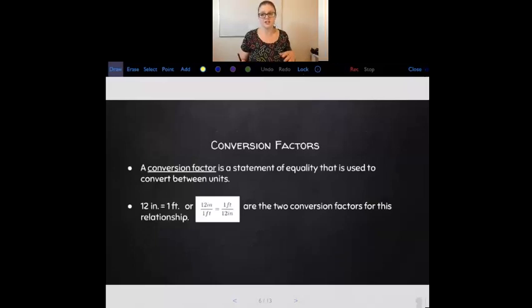Conversion factors help us change a given set of units into a desired set of units. It's a statement of equality to convert between units. For instance, 12 inches is equal to 1 foot. We can write that in a couple of different ways: 12 inches per 1 foot, or 1 foot per 12 inches are two conversion factors for this relationship, and which one we use depends on what we're trying to convert.